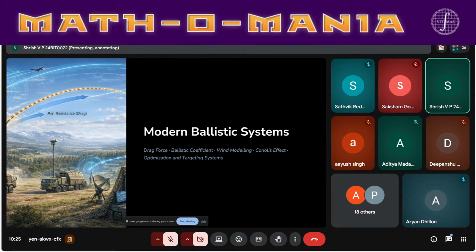Okay. Now we move into one of the most important parts of this workshop, modern ballistic systems. Up until now, we have understood two things. First, the ideal motion, which is simple and clean. Second, the real world motion, which is complex and affected by many forces. Now the question is, how do modern systems handle this complexity?